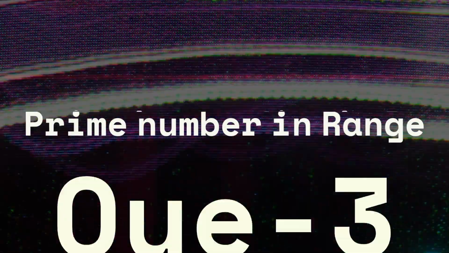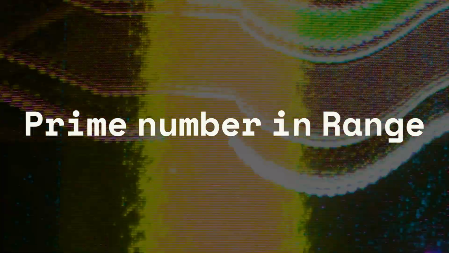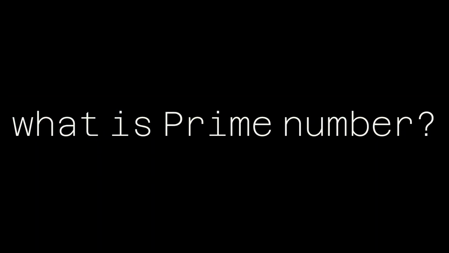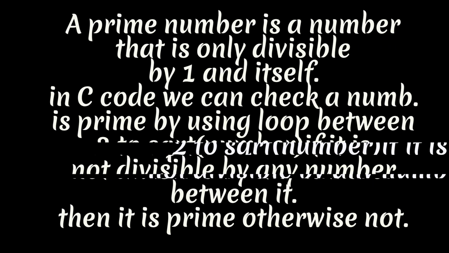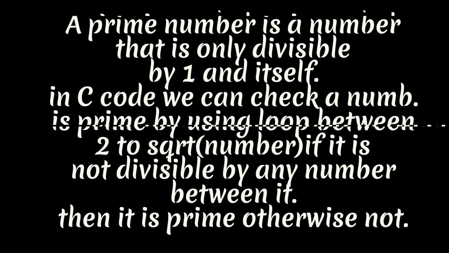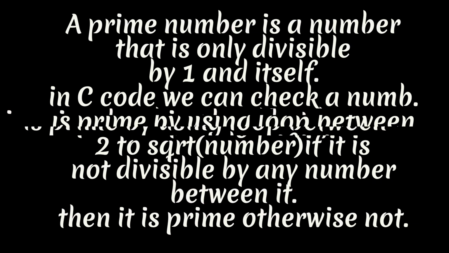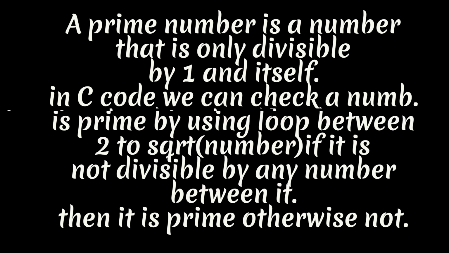Question number 3. Program to print prime numbers in a given range. Firstly, we have to understand what a prime number is. A prime number is a number that is only divisible by 1 and itself. In C code, we can check if a number is prime using a loop: if the number is not divisible by any integer between 2 and the square root of the number, then it is prime, otherwise not.